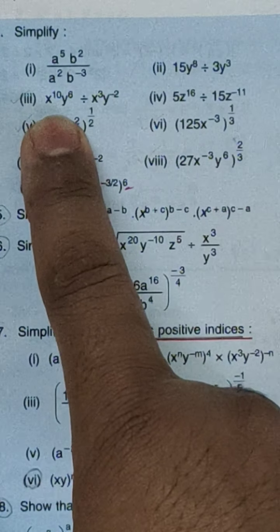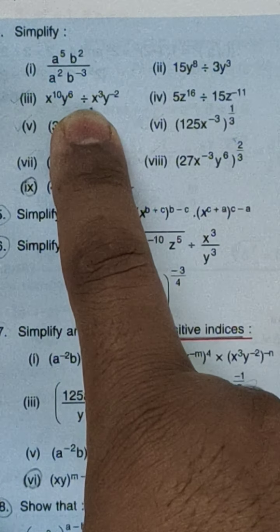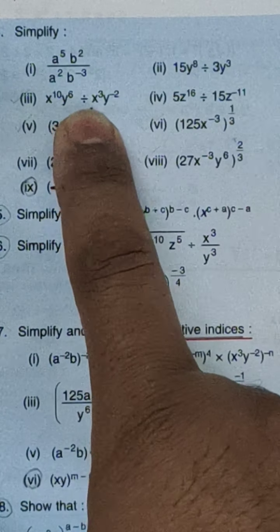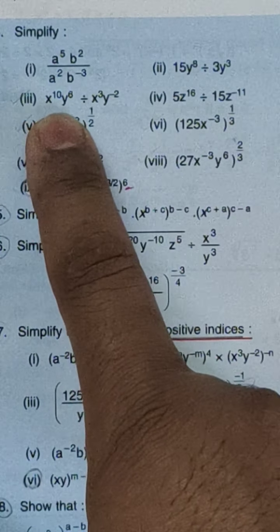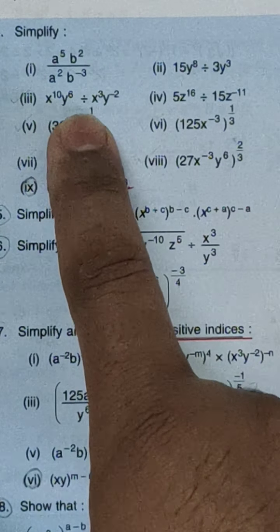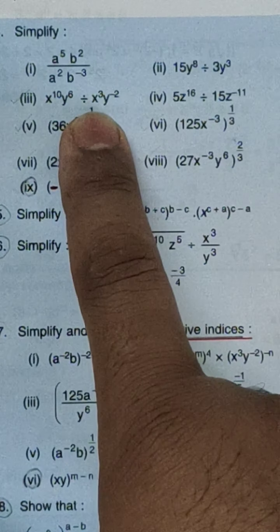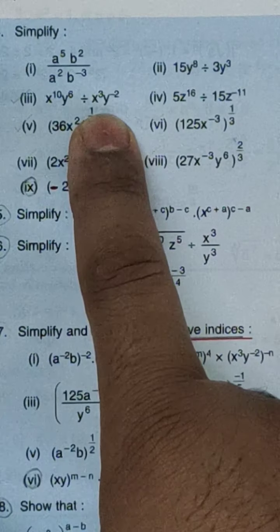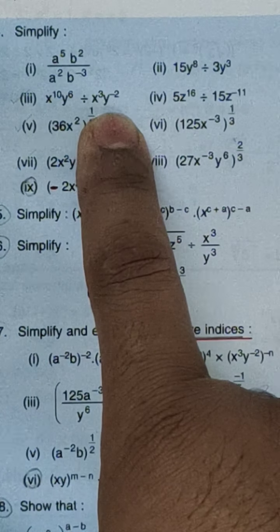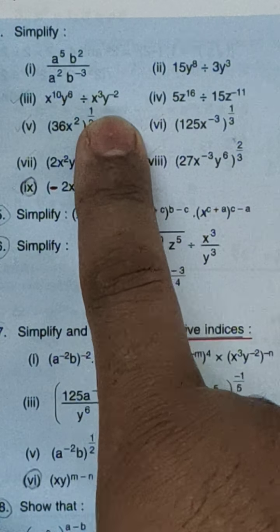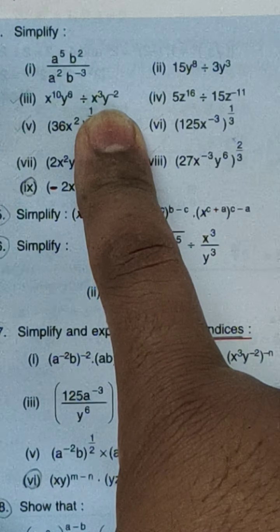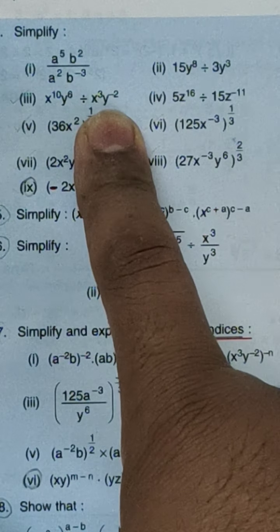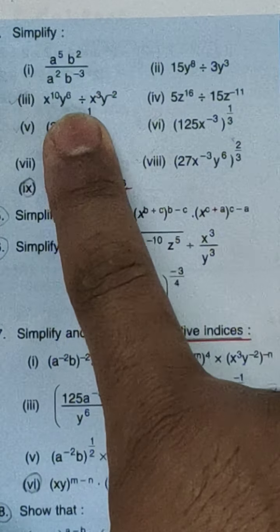This one, the third one, here also convert this division sign into multiplication, taking the reciprocal of the right hand side. That will become x to the power of 10 y to the power of 6 into 1 divided by x to the power of 3 y to the power of minus 2. You take it to the numerator, changing the signs. Then use the a to the power of m into a to the power of n is equal to a to the power of m plus n formula and solve this.